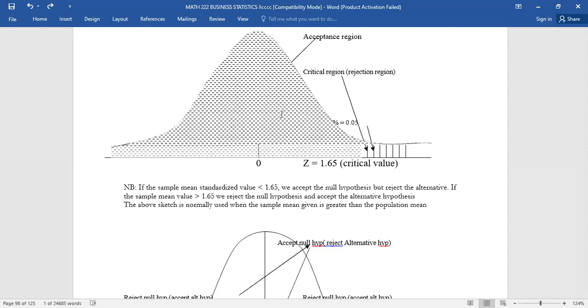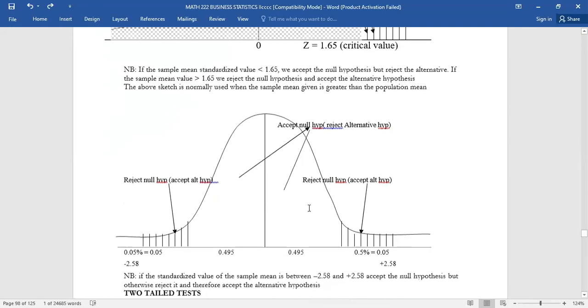So we go on. We accept if it is less than 1.65, in our case here, we are going to accept all this region. So we are going to accept our null hypothesis and reject the alternative hypothesis because it means that all the figures will be lying in our acceptance zone. If the sample mean value is greater than 1.65, we are going to reject the null hypothesis and accept the alternative hypothesis. So the sketch is normally used when the sample mean is given as greater than the population mean. When it is otherwise, we adopt this.